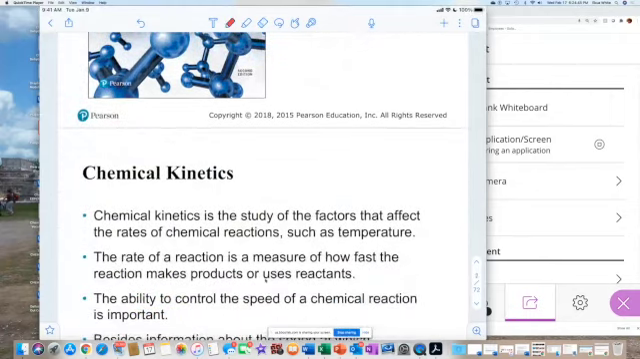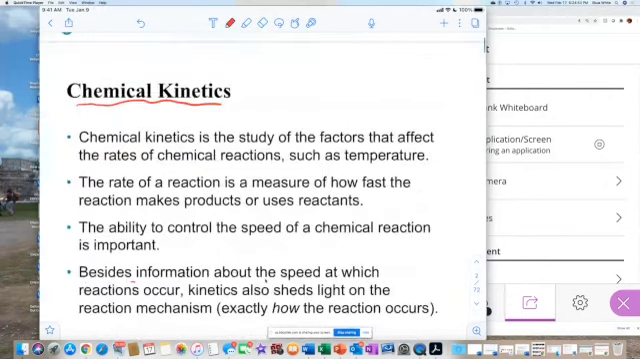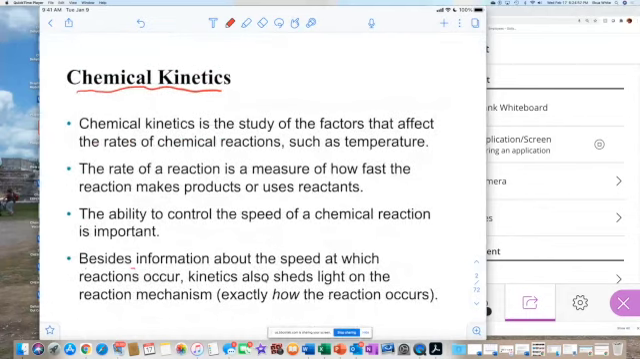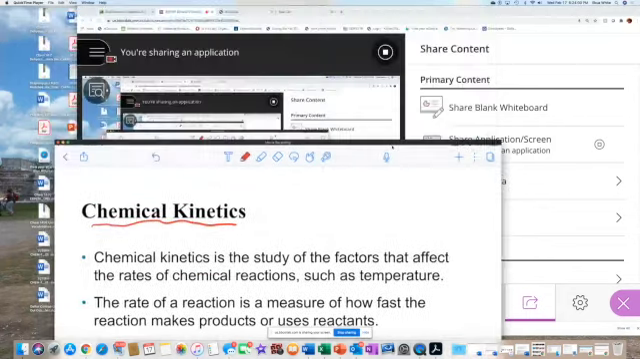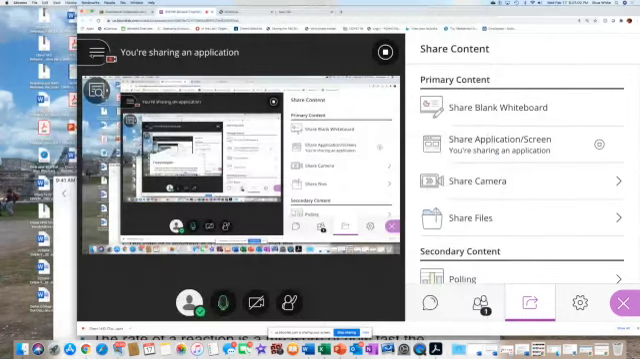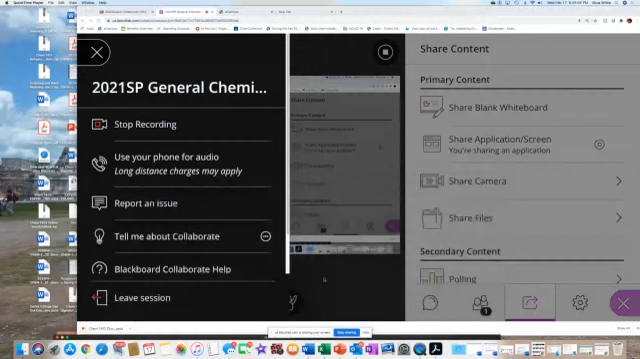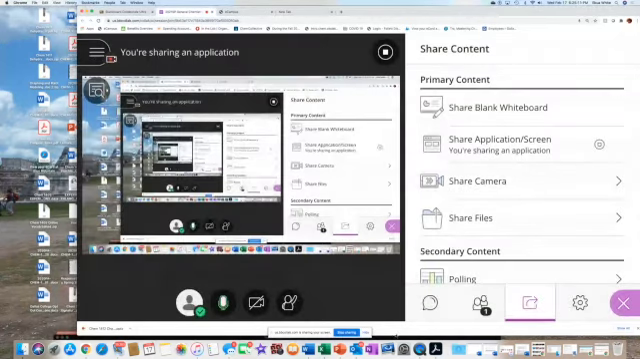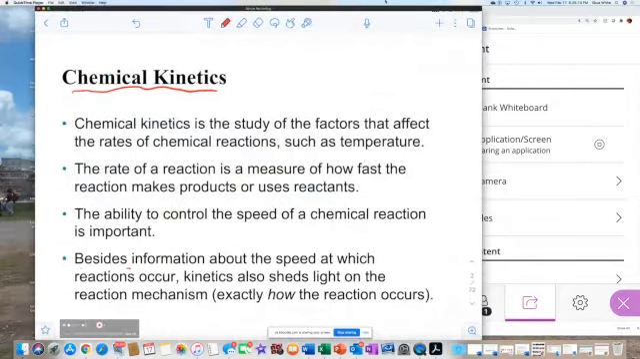Anyway, we are looking at chemical kinetics. Remember the chapter is chapter 14. I'm going to go straight into it before something else goes wrong. Right now, let me make sure I am recording, and that my audio can be heard, because that was an issue before. I am recording and my audio can be heard. Okay, so we're going straight into the lesson.